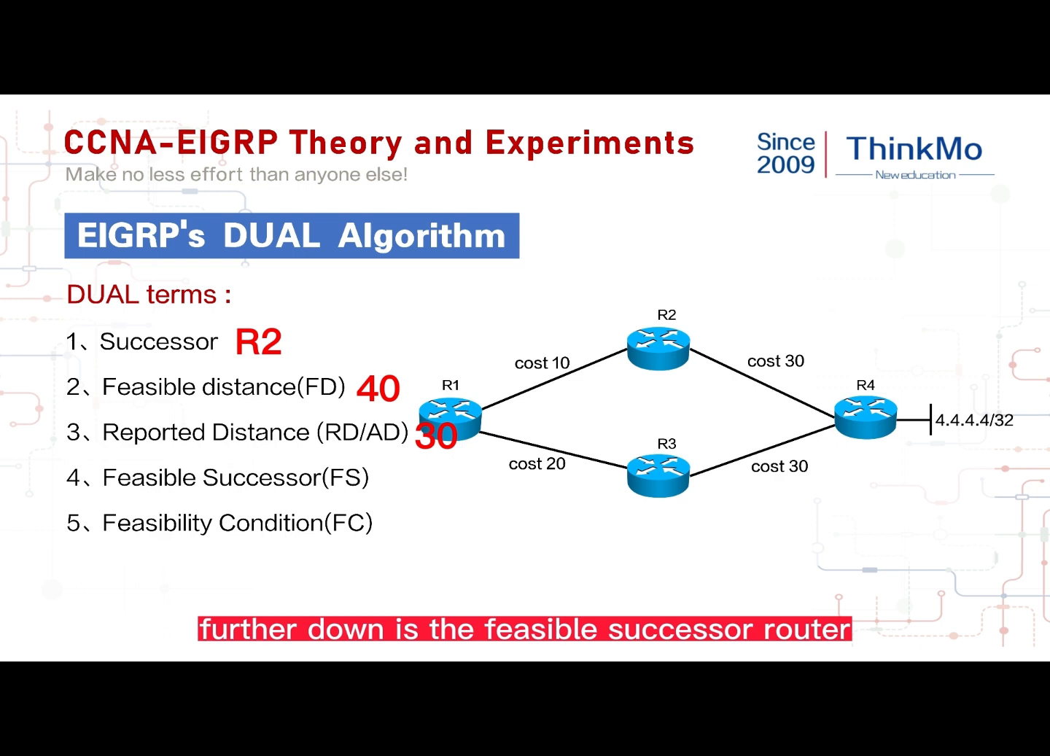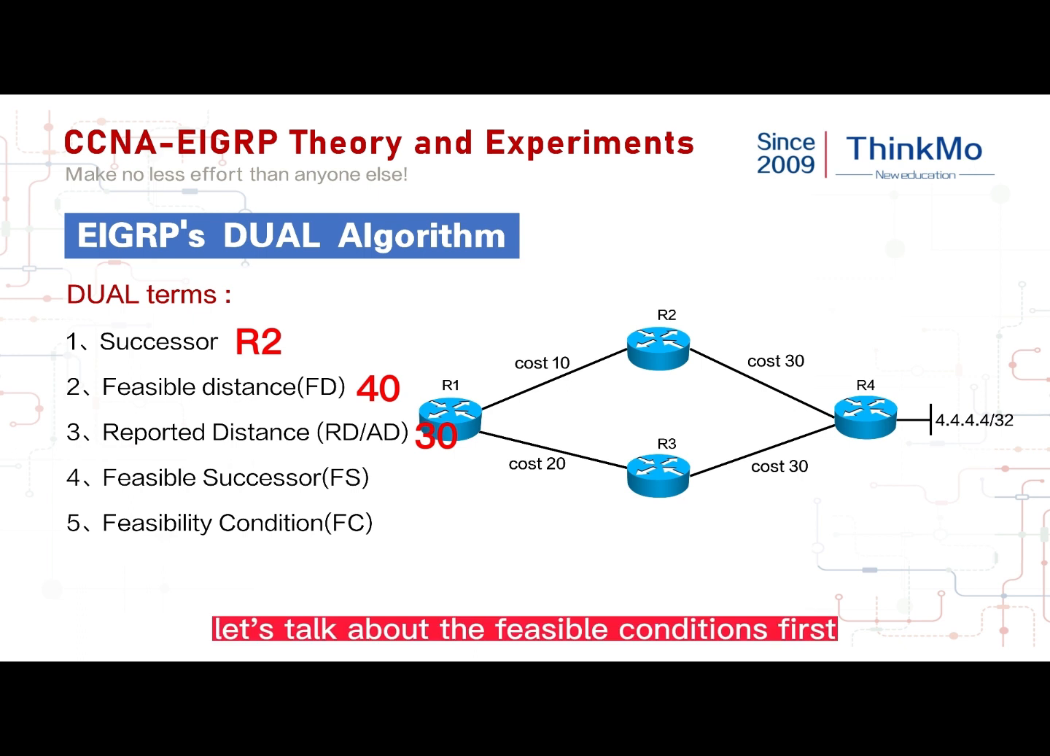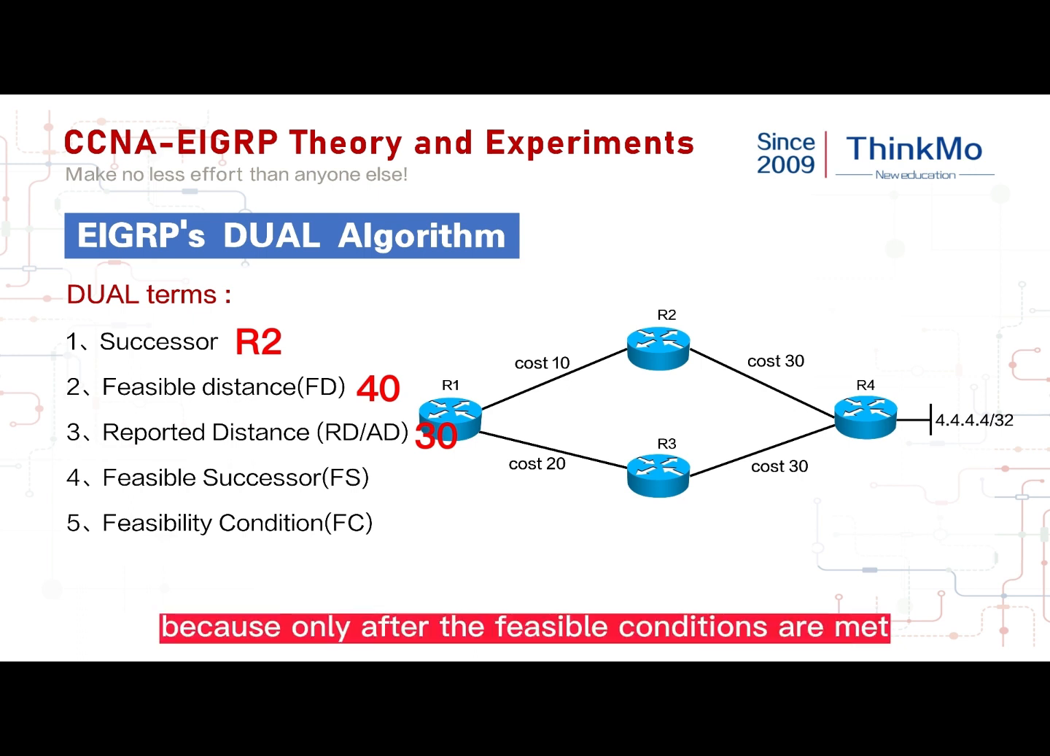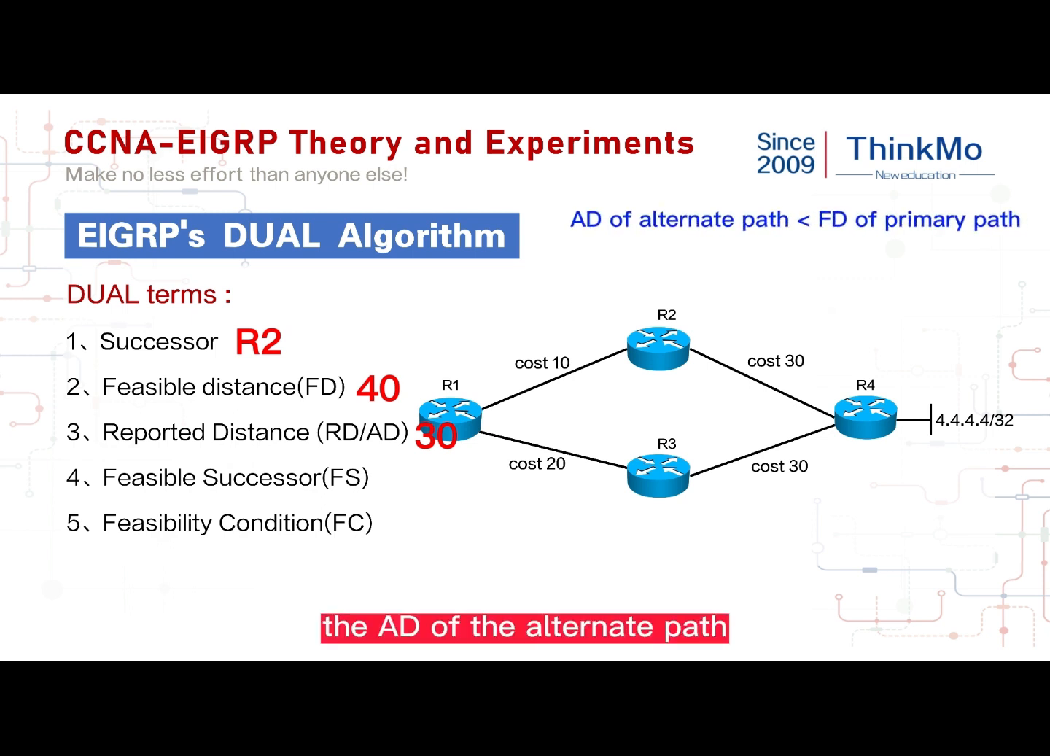Okay. Further down is the feasible successor router. Let's not talk about this. Let's talk about the feasible conditions first, because only after the feasible conditions are met, there is a successor router. So let's start with the feasible conditions. The feasible condition is, if now there is a path, it can satisfy a parameter. We call it an alternate path. The AD of the alternate path is now less than the FD of the main path. Then it can be a qualified alternate path.